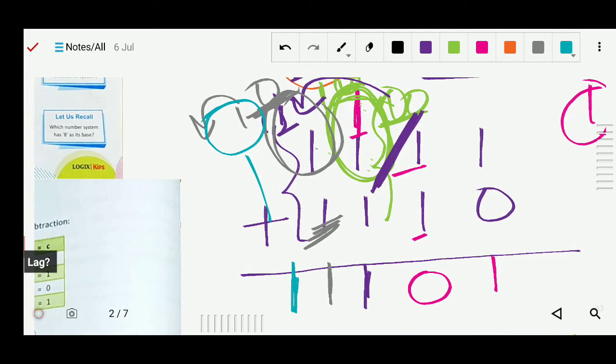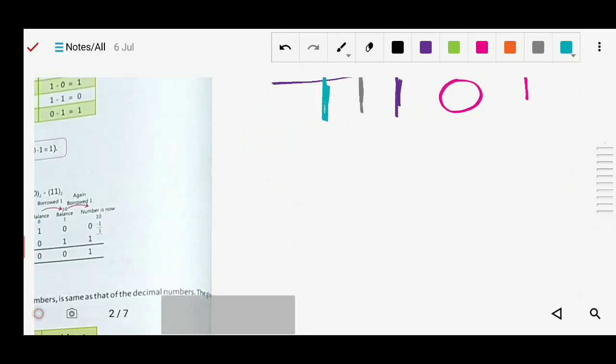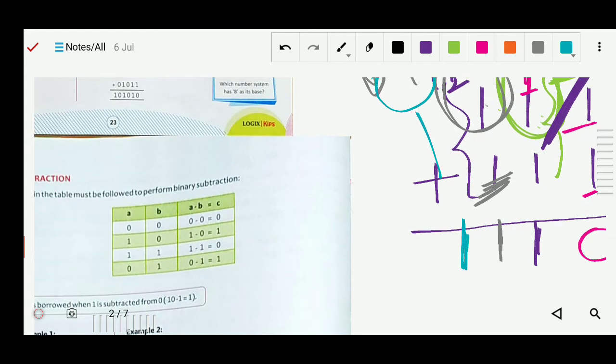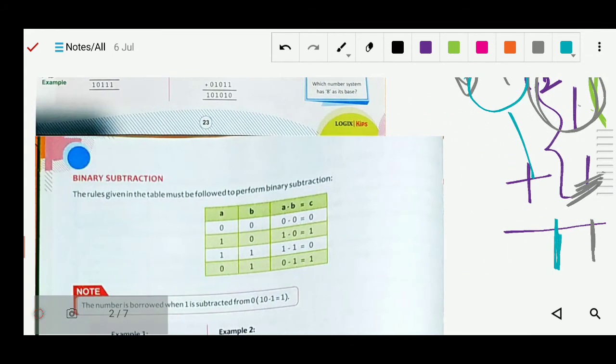Okay, now next we will learn binary subtraction. Binary subtraction is on page number 24 in your book. Before starting binary subtraction, again you have to know the table. For addition there is a table, and for subtraction there is also a table. 0 minus 0 is 0, 1 minus 0 is 1, 1 minus 1 is again 0, and 0 minus 1 is 1.